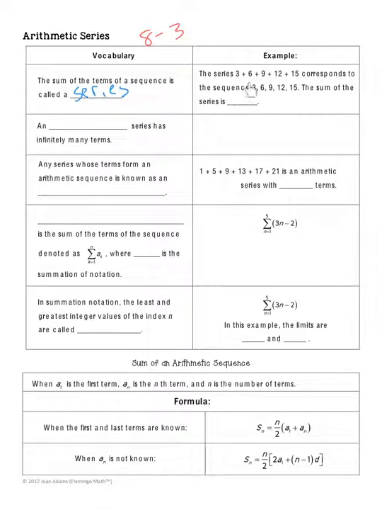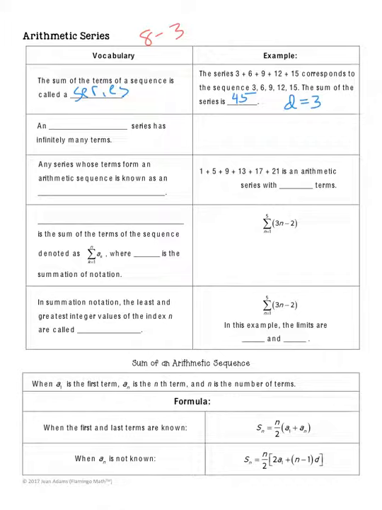The series 3 plus 6 plus 9 plus 12 plus 15 corresponds to this sequence. The only difference between this and this, we have commas here and we have addition signs here. The sum of the sequence or the sum of the series is, you can just add those together on your calculator and you're going to get 45. This is an arithmetic sequence because d is equal to 3.